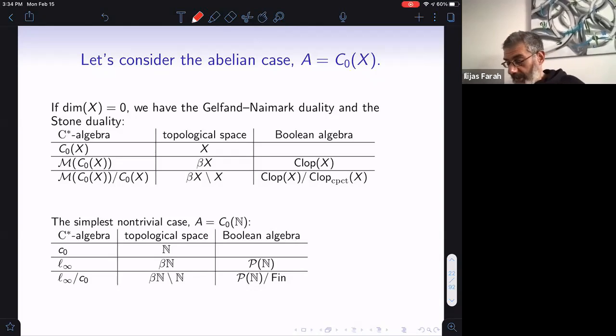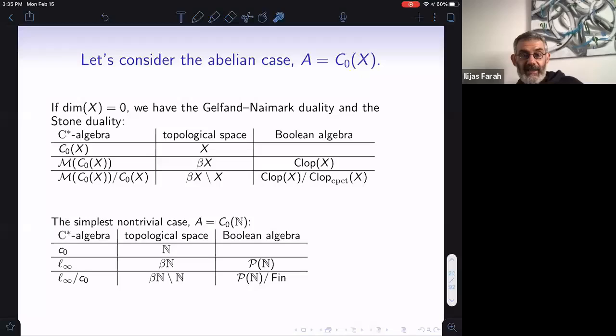So the multiplier algebra is L infinity, and the corona is L infinity mod C0. In terms of topology, you have the natural numbers, beta N and beta N minus N. So basically, we are talking about the space of non-principal ultrafilters on the natural numbers. In terms of Boolean algebras, this is just the power set of natural numbers, right? All subsets of the discrete space are open, and the compact subsets are the finite subsets. So we're talking about the quotient P of N modulo finite.